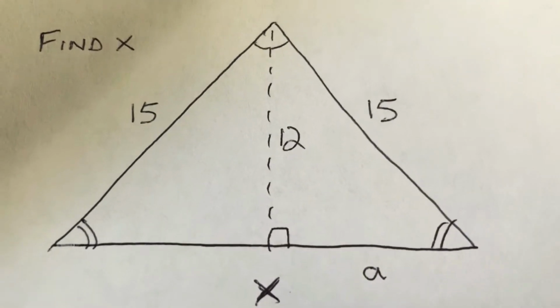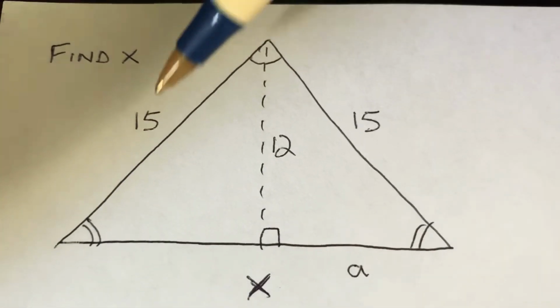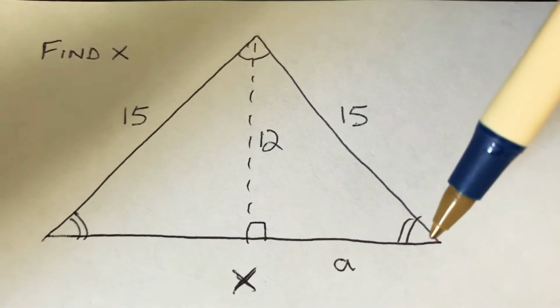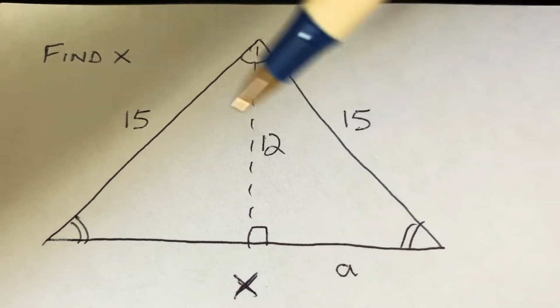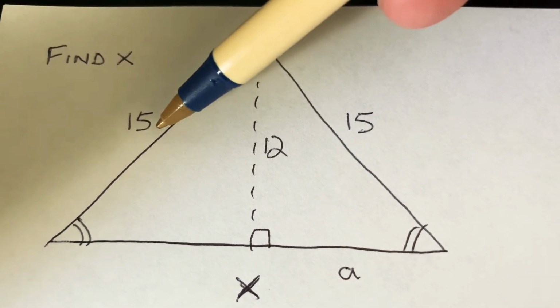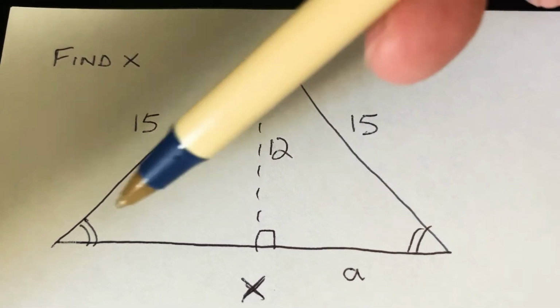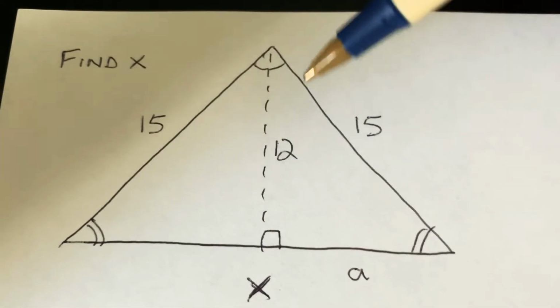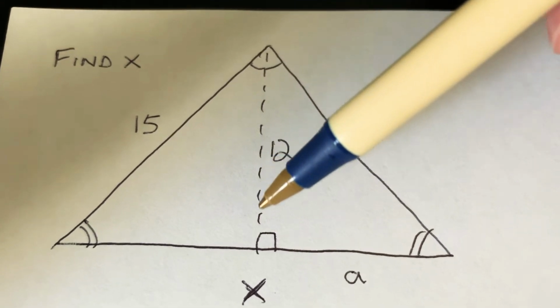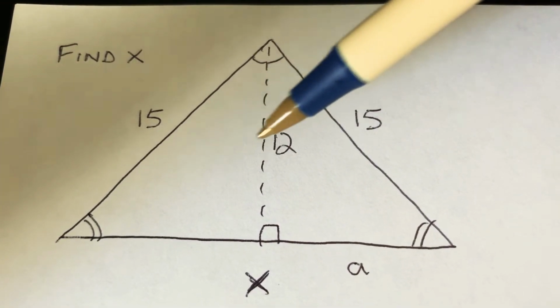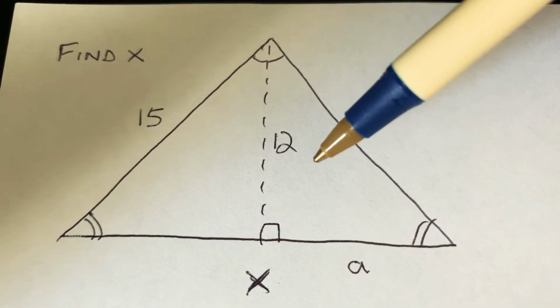Okay, my goal here is to find x, which is this bottom length of this isosceles triangle. I know it's isosceles because the two sides here and here are labeled as 15. I also notice that these angles are congruent down here. This altitude of 12, which is the height of the triangle, essentially splits this into two equivalent right triangles.